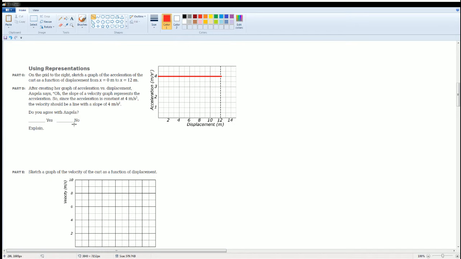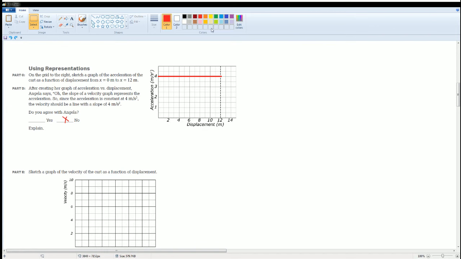Do you agree with Angelica with her statement? After creating the graph of acceleration versus displacement, Angelica says, oh, the slope of the velocity graph represents the acceleration. So since the acceleration is 4 meters per second squared, the velocity line will have a slope of 4 meters per second squared. Okay, her statement is wrong. And here's the explanation.